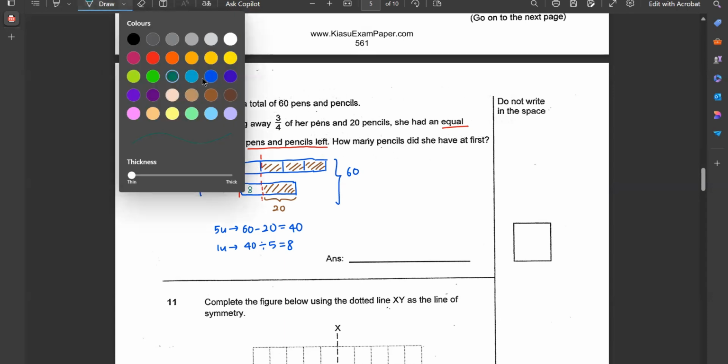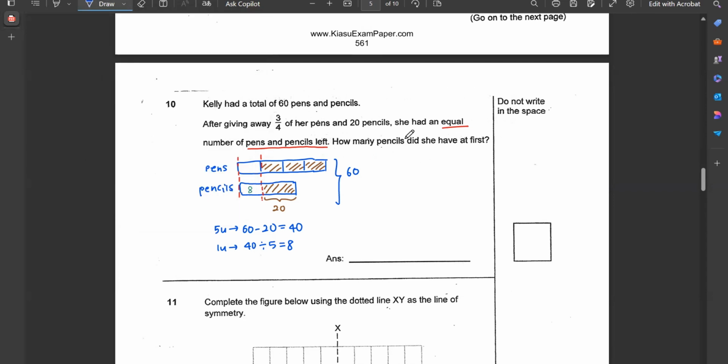Now read the question. The question is interested in how many pencils at first. Pencils at first means this whole stretch. That's your at first. You see an 8, you see a 20. So your pencils at first is actually 8 plus 20. So that's it. This is your answer.